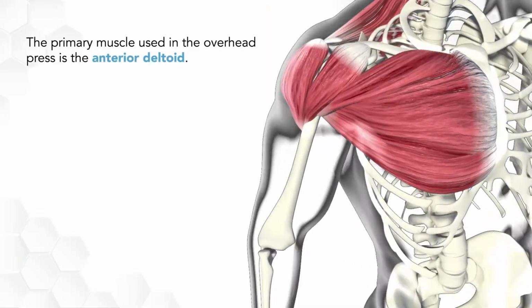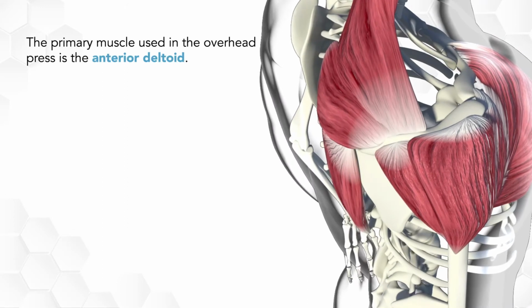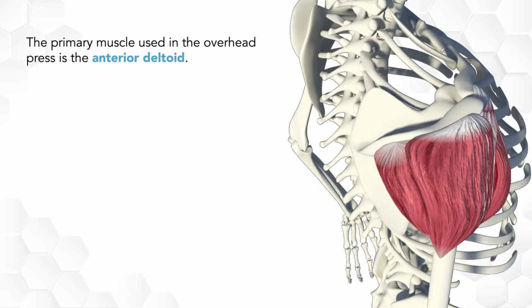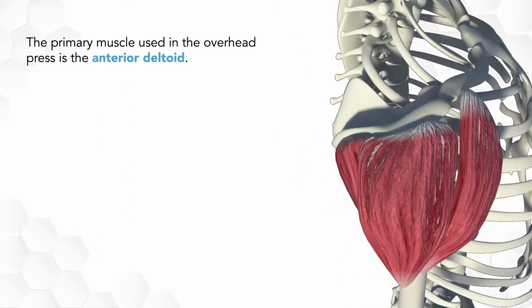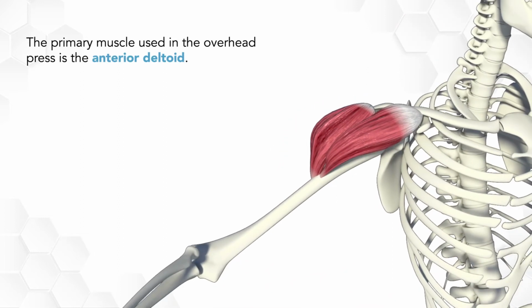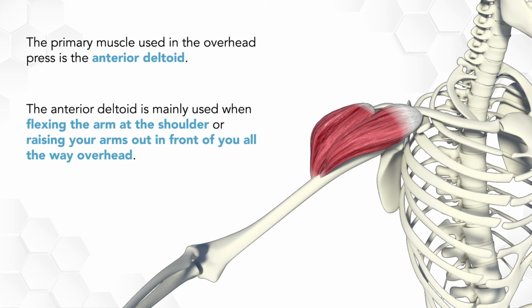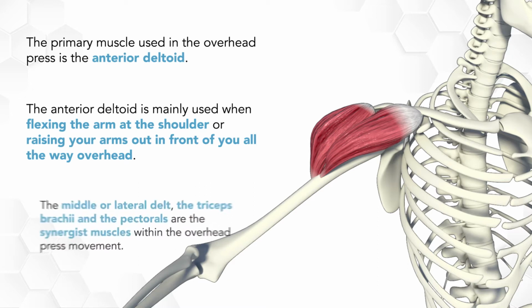The primary muscle used in the overhead press is the anterior deltoid. The deltoid muscle group encompasses the anterior delt, middle delt, and posterior delt. As mentioned, the anterior deltoid is mainly used when flexing the arm at the shoulder or raising your arms out in front of you all the way overhead.